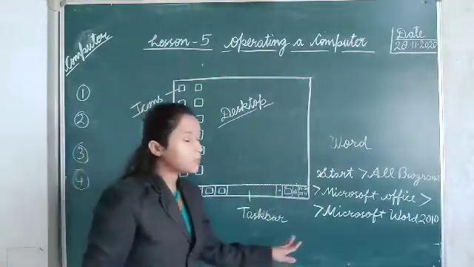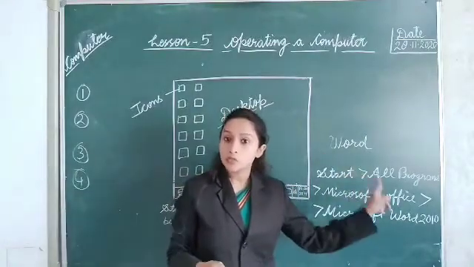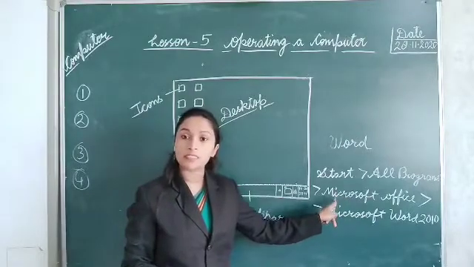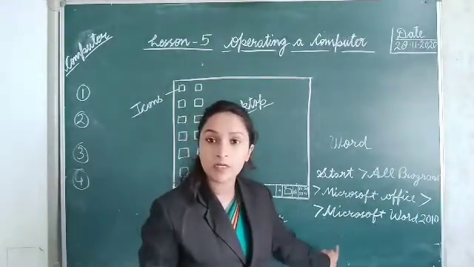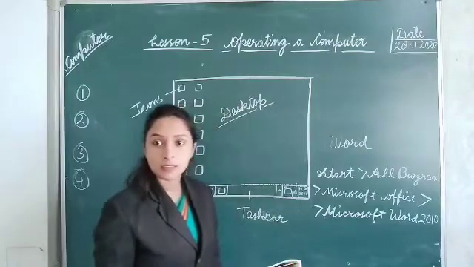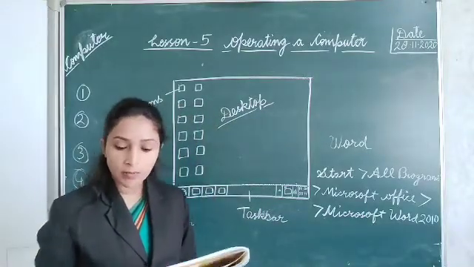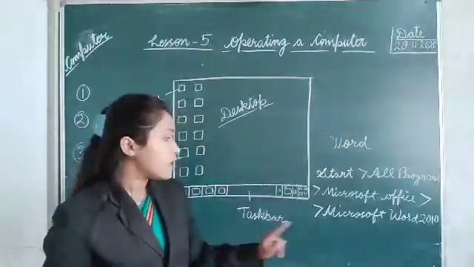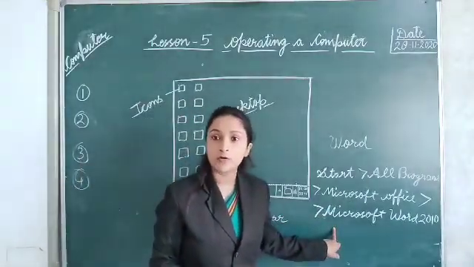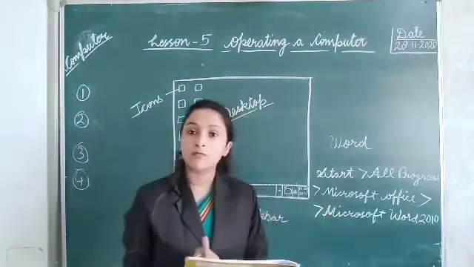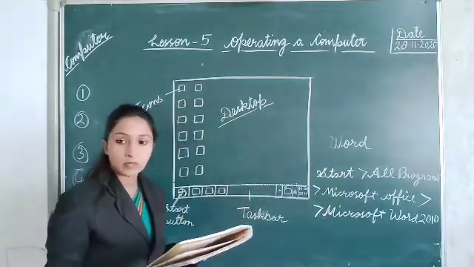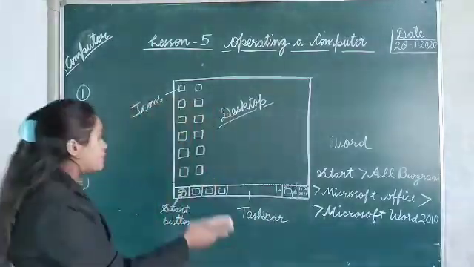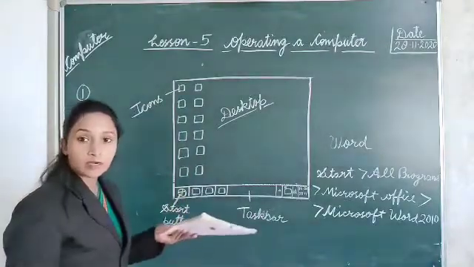2010. So how to start a program? Click on the start button, choose all programs option. After that choose Microsoft Office, then select Microsoft Word 2010. Is it clear how to start a program? When you click on Microsoft Word 2010, then the Microsoft Word window will open. Clear? This one you have understood?